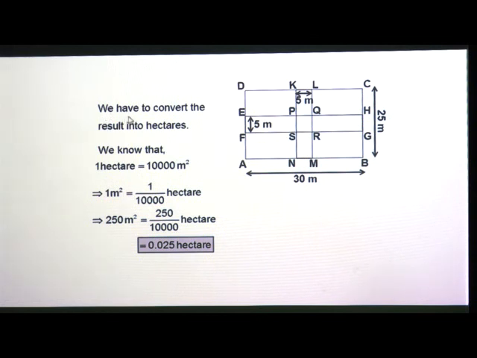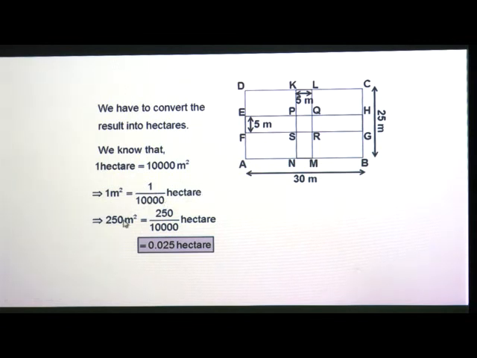Now, we have to convert the result into hectares. The question was in hectares. So, we know that 1 hectare is equal to 10,000 meter square. So, 1 meter square is equal to 1 upon 10,000 hectares.